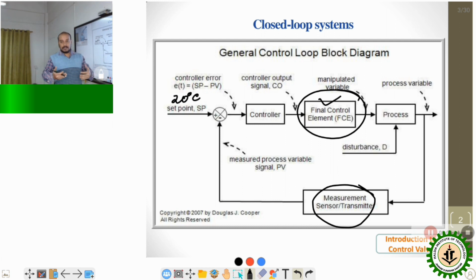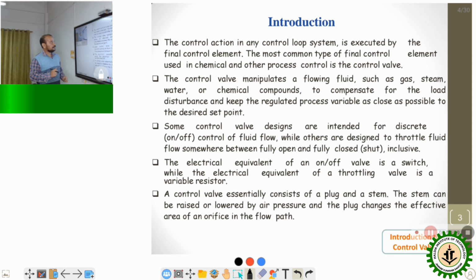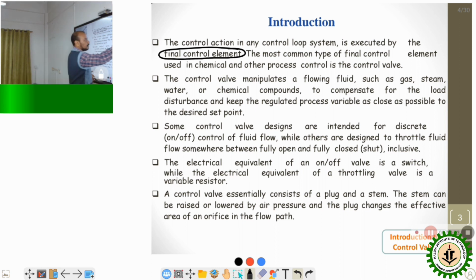Someone needs to take the responsibility to implement what actions are given by the controller. So that is the main topic of discussion, the final control element. In the industrial scenario, the control valve is the final control element, which is the major topic of discussion today. The control action in any control loop is executed by the final control element, as I already informed you. And the most common type of final control element used in chemical and different types of industries is the control valve. So these particular things we already know about.